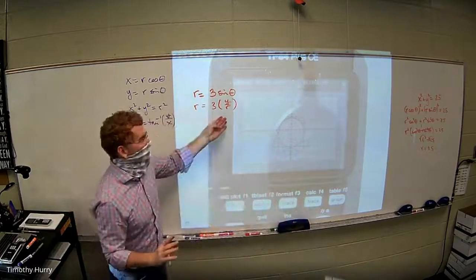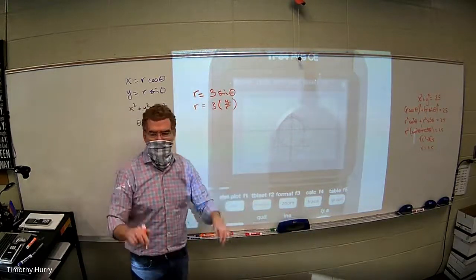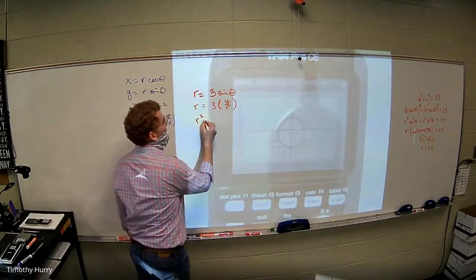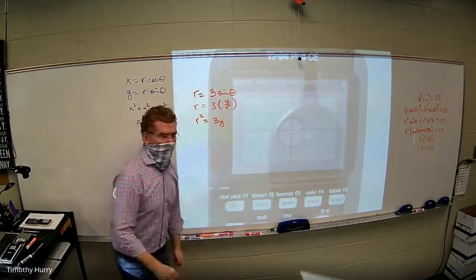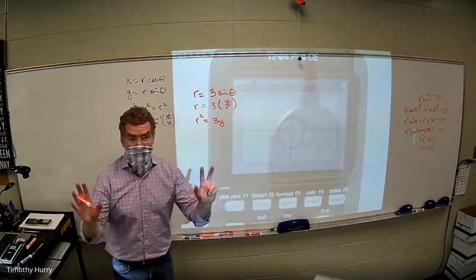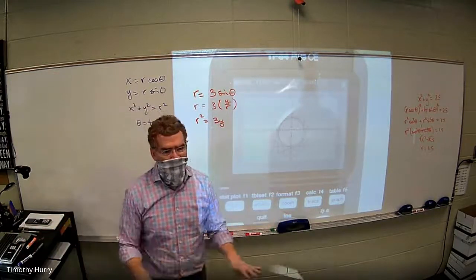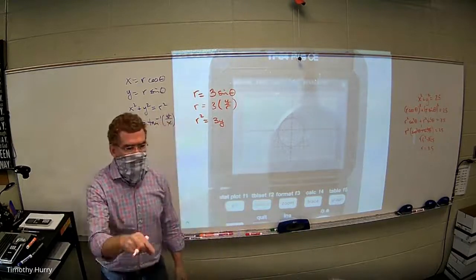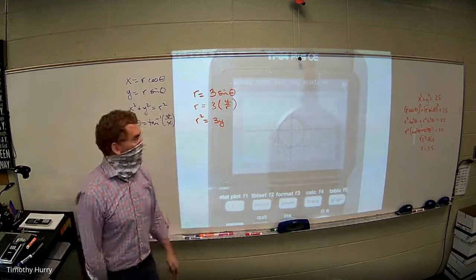So right here, I've just made a fraction. What could I do to immediately clean that up? Multiply both sides by an r. That gets me to here. Now, I'm fine with the y being in there. That's my goal. But I don't want thetas and I don't want r's. I still have r's in there. What can I do to get rid of r?